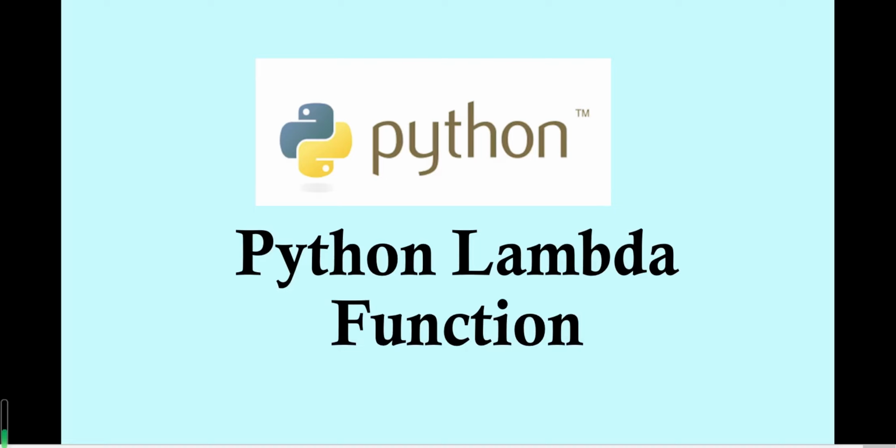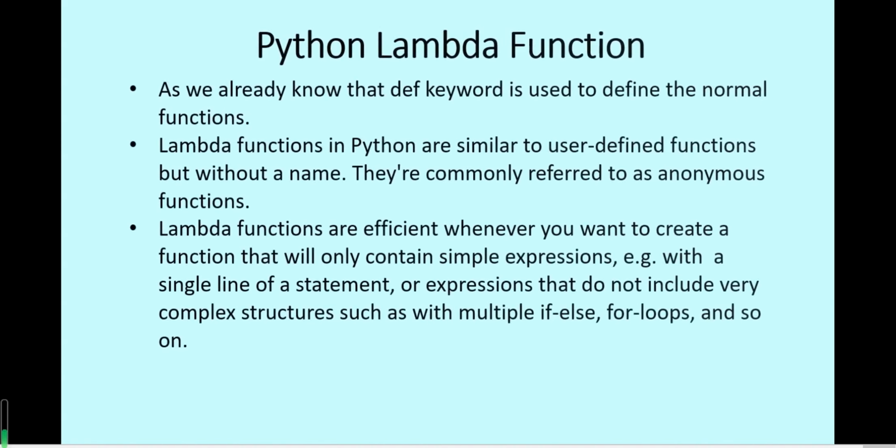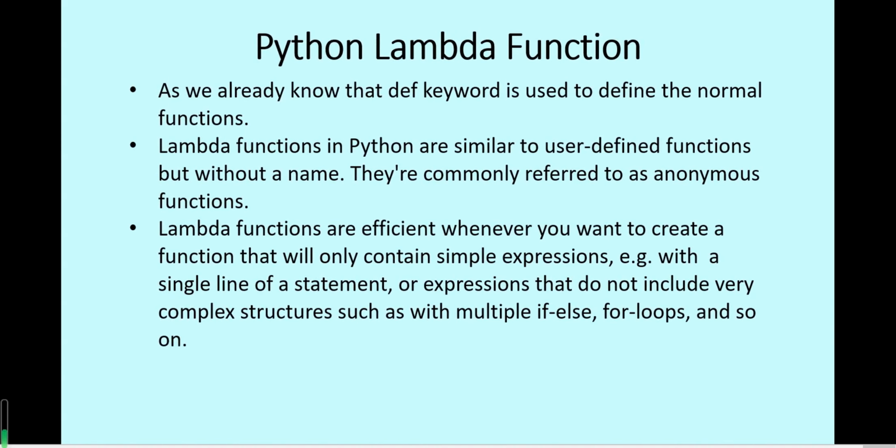In this video, we will talk about Python Lambda function. As we already know, we can use the def keyword to define a normal function. A Lambda function in Python is similar to a user-defined function, but without a name. So they are commonly called anonymous functions. And Lambda functions are efficient whenever you want to create a function that will only contain simple expressions.